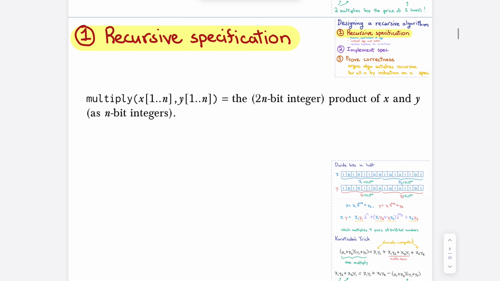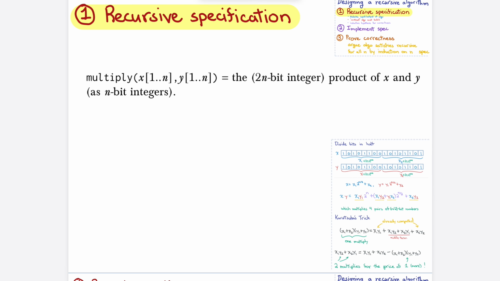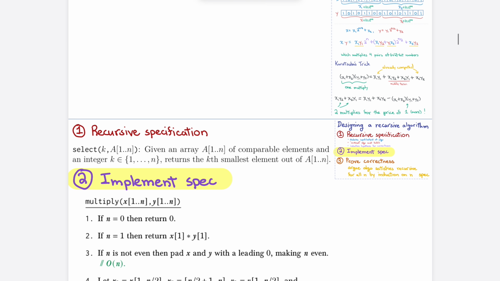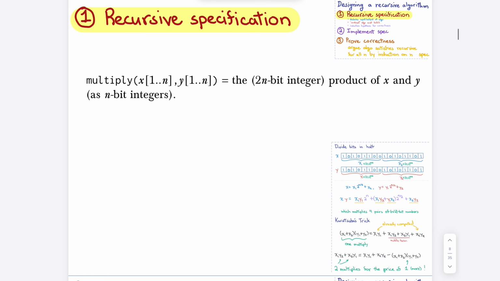Okay, that's all I had. Something like this. Okay, so now maybe we want to implement it.